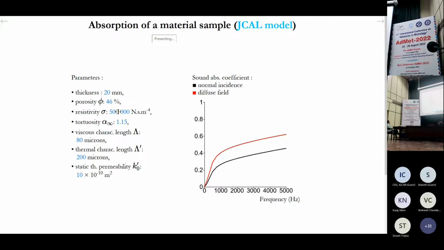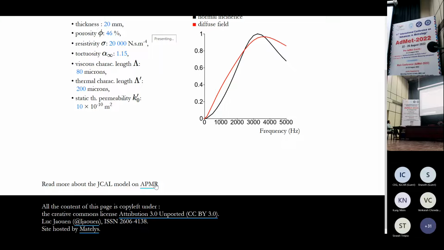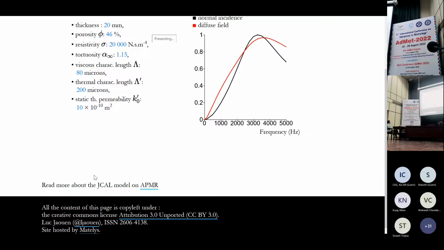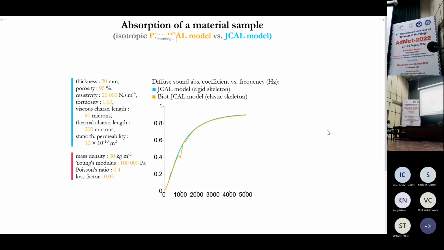And we can play also with the resistivity, just to show you what the impact is on the sound absorption. I can do the same for sound transmission if I want, but the sound transmission of just a porous metal is not so important. So it's probably better to show you directly with this animation for sound absorption. Oh, by the way, if you go to the APMR website, you can play with this and have some more information about this JCAL model. But for the time being, I will go on with the next slide.